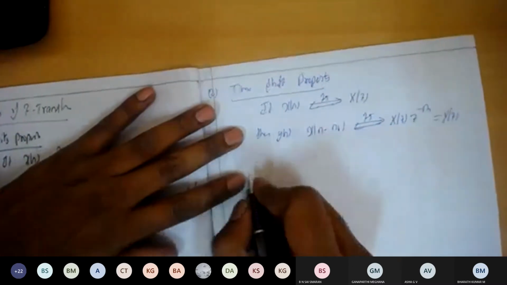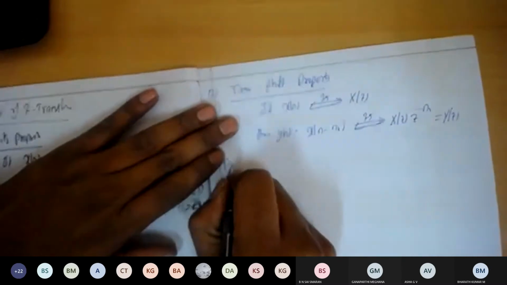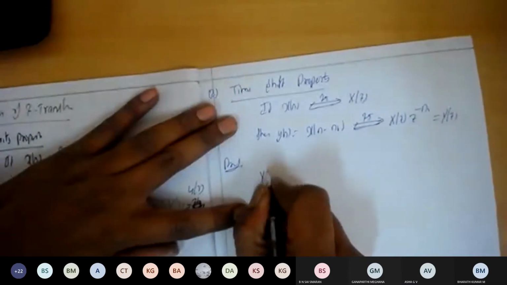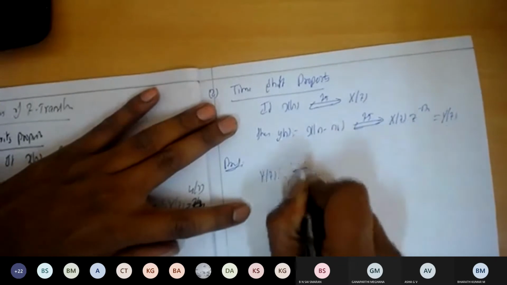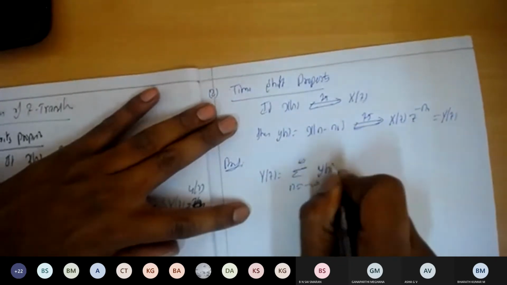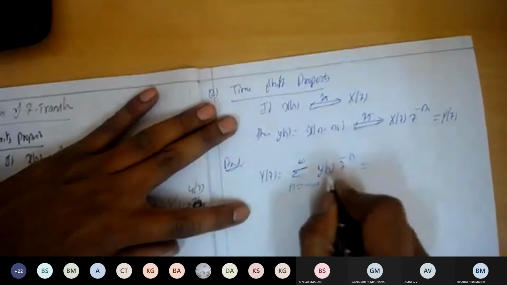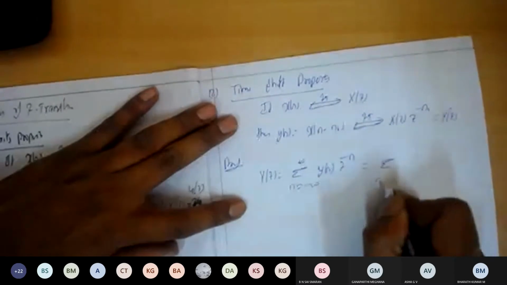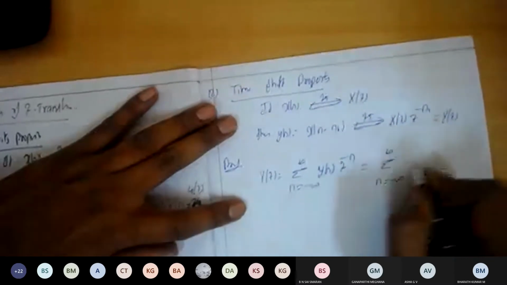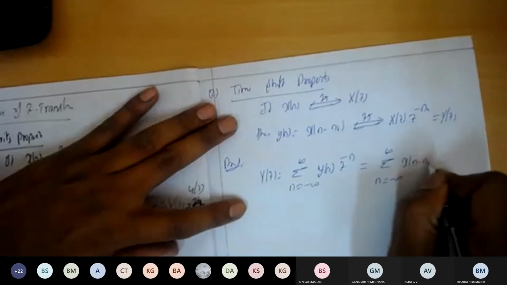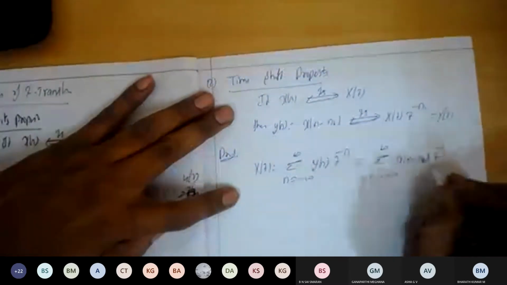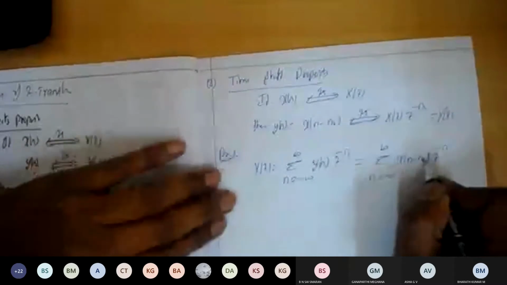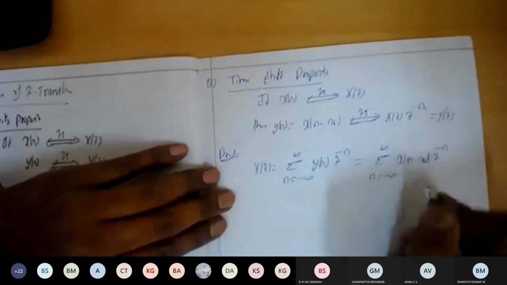Okay, so we'll consider the proof of this one. Y of z is equal to summation n is equal to minus infinity to plus infinity, y of n into z to the power of minus n. In place of y of n, let us substitute that one: summation n is equal to minus infinity to plus infinity, x of n minus n naught into z to the power of minus n. So for the z transform of this one, n minus n naught should not be there, only a single term should be there.